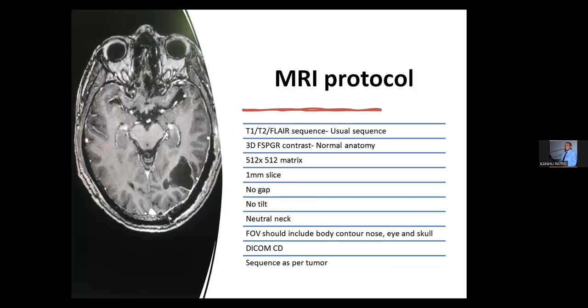For the MRI protocol, when we are going for planning, we should go for the usual sequences T1, T2 FLAIR, and 3D FIESTA sequence for normal anatomy, 512 matrix, 1 mm slice, no gap, no tilt, neutral neck. The field of view should include nose, eye, and skull. We need a DICOM CD for the transfer of the MRI to the planning system, and sequences as per your need.